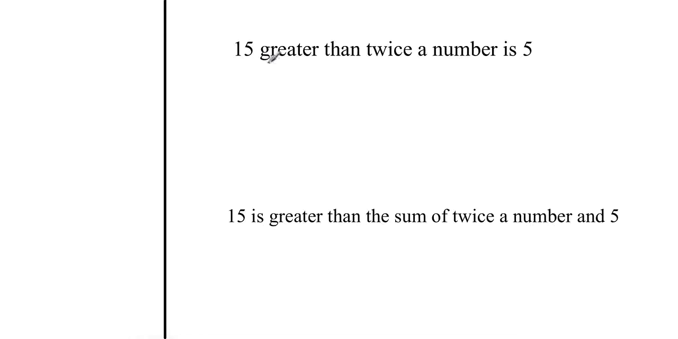So let's try to write this one. I don't know if it's an inequality or an equation. That's what I want you to figure out. 15 greater than twice a number is 5. So 15 now. Are we using the greater than sign? The answer is no, because there's no is in front of greater than. So in this case, greater than means plus. Twice a number is equal to 5.